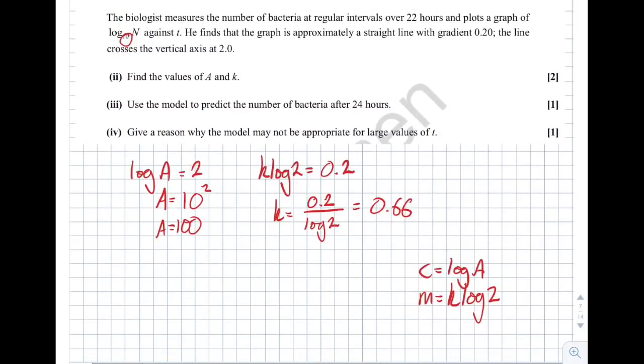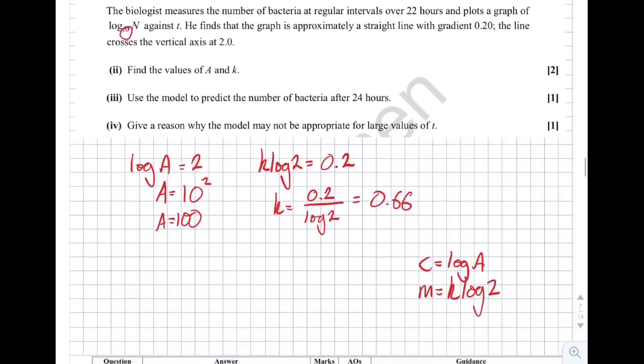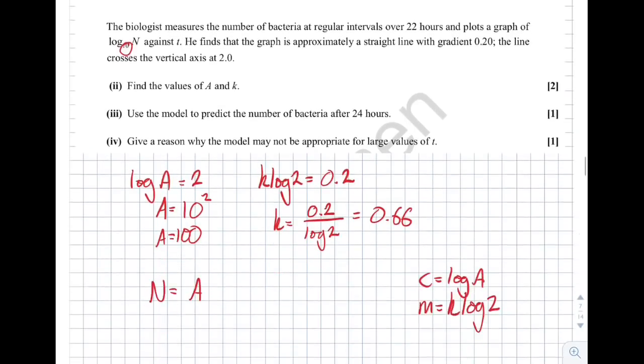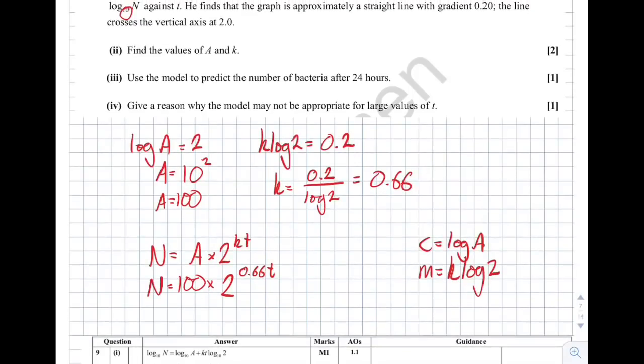Okay. Use the model to predict the number of bacteria after 24 hours. At this stage, you can just substitute a and k into the equation. So now instead of n equals a times 2 to the kt, it's going to be 100 times 2 to the power of 0.66t. Okay, so after 24 hours, you've got to make t equal 24 and see what you get.